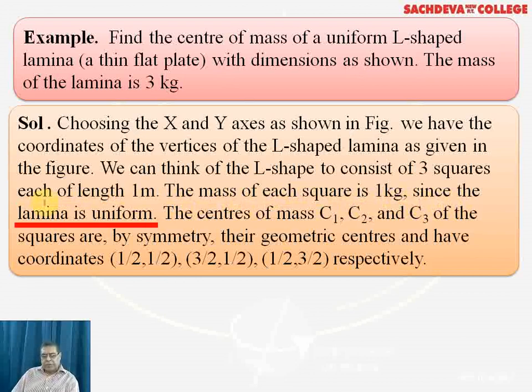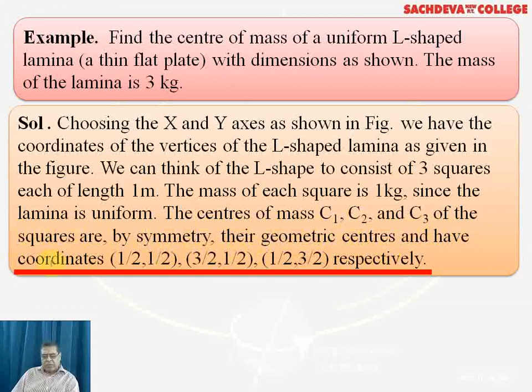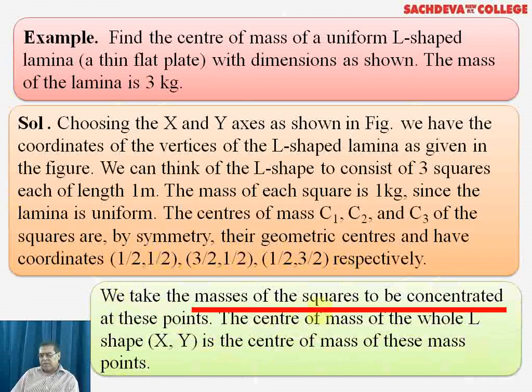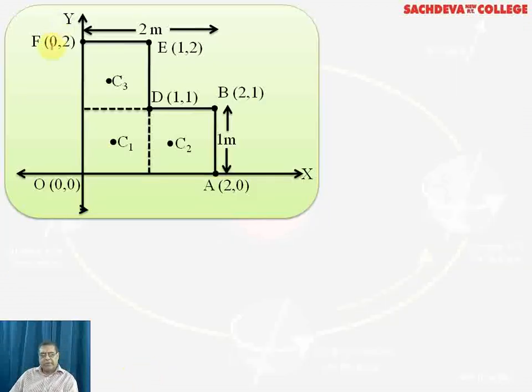Since the lamina is uniform, the centers of mass C1, C2, C3 of the squares are, by symmetry, their geometric centers and have the coordinates (1/2, 1/2), (3/2, 1/2), (1/2, 3/2) respectively. Now, we take the masses of the squares to be concentrated at these points. The center of mass of the whole L-shaped lamina is the center of mass of these mass points. So, the figure is shown.